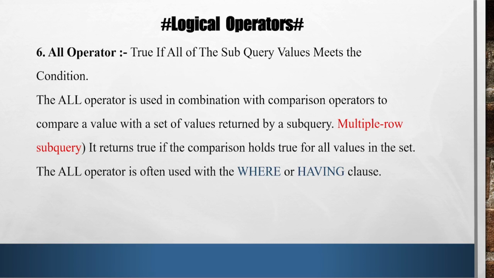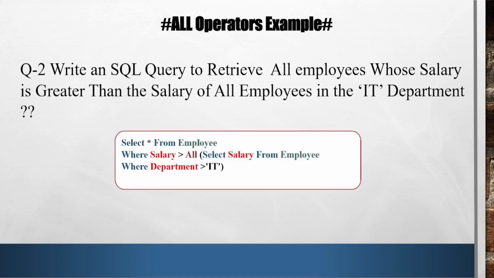So to understand this ALL operator, guys, I have created one more scenario. So here is the scenario, guys. Write an SQL query to retrieve all employees whose salary is greater than the salary of all employees in the IT department. So basically, guys, we want to fetch only those records whose salary is greater than the IT employees. So this is the query, guys, which you can use. You can simply change the operator from ANY to ALL, and you can also use some comparison operator.